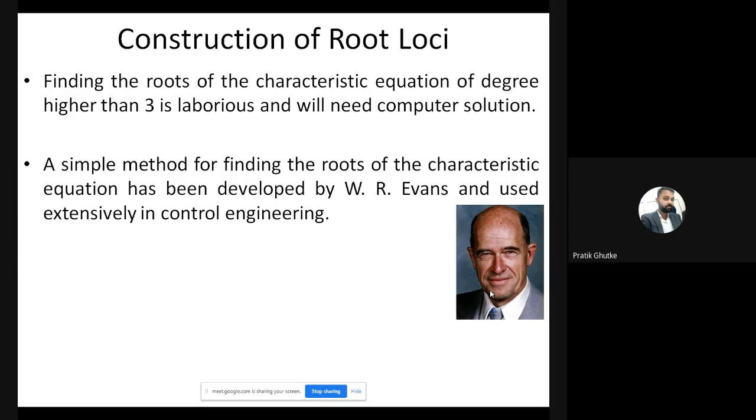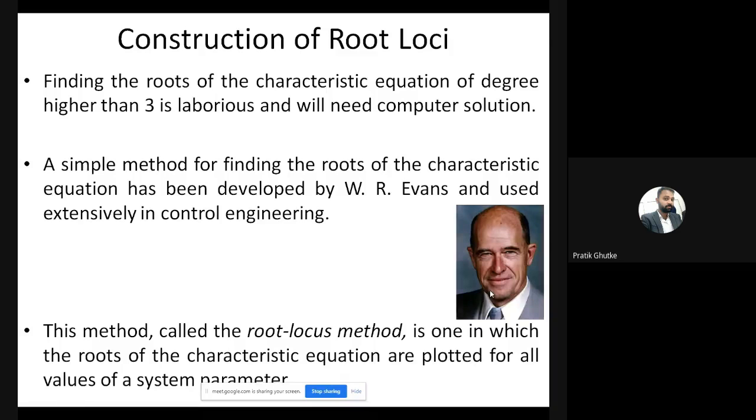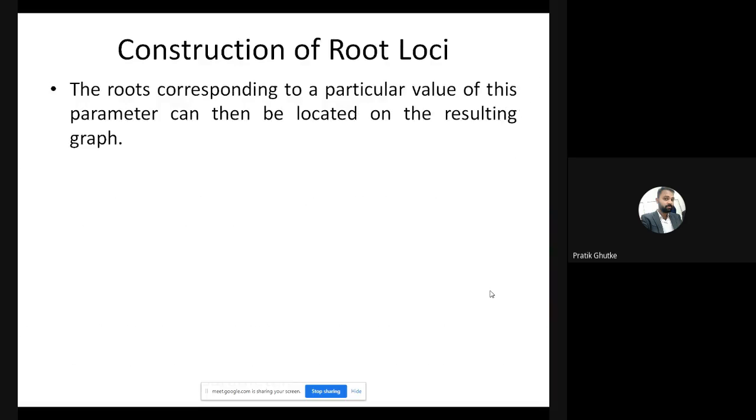A simple method of finding the root locus from the characteristic equation was developed by this scientist, W. R. Evans, whose image is shown in the figure, and it is used extensively in control systems. He is the man for the origin of the root locus. This method is called the root locus method, one of the very important methods, which uses the characteristic equation and is plotted for the values of the system parameter.